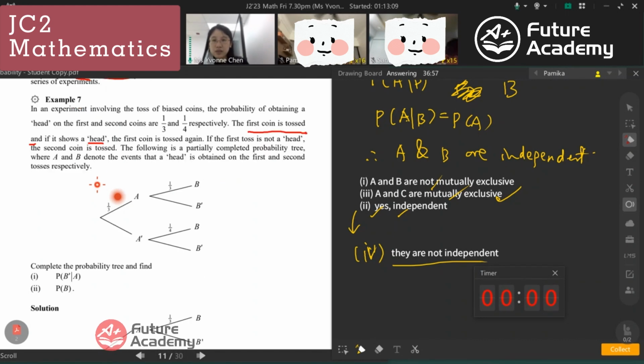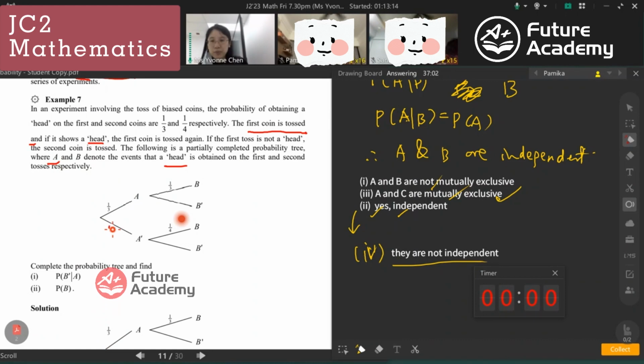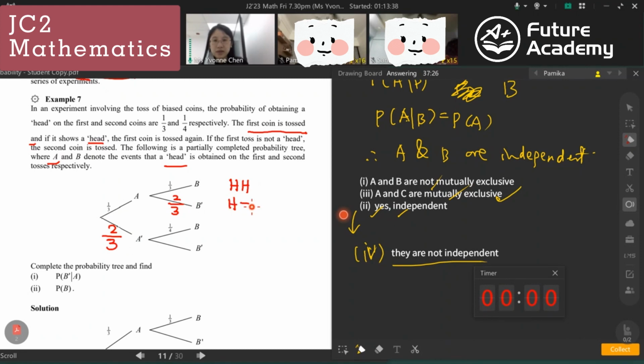Okay, so you can see the first one, A, representing a head for the first one. So the probability of not showing a head is 2/3. After the first one being tossed, if it's a head, then continue to toss the first coin. So we'll get 1/3 again for the probability of having a head. Okay, so the first outcome is head and head. Then this would be 2/3, which is head and tail. We can have tail and then head, and then tail and tail.